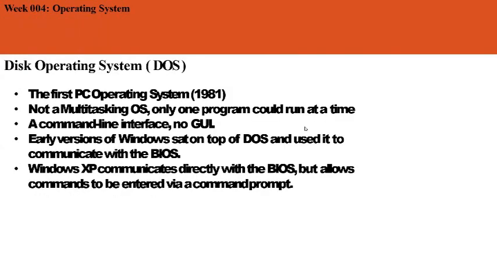And then we have this operating system. This is another operating system. This is the first PC operating system. This was built during 1981. Not a multitasking OS. That only one program could run at a time.